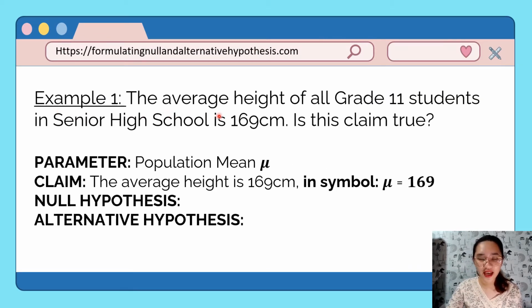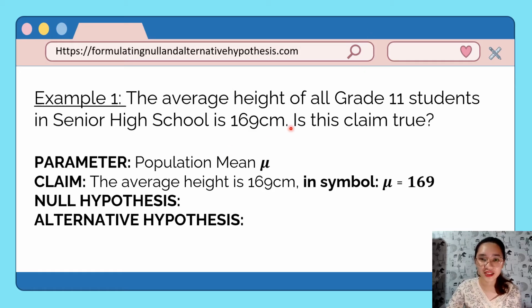Example number 1. The average height of all grade 11 students in senior high school is 169 cm. Is this claim true? And so, una po natin gagawin is to identify yung parameter natin, which is the average height of all grade 11 students in senior high school. And since may hint na tayo ditong all, at when we say average, that is the mean. So, ibig sabihin, population mean yung ating parameter. Since it is a population mean, ang gagamitin po natin notation ay ito, yung symbol na yan.